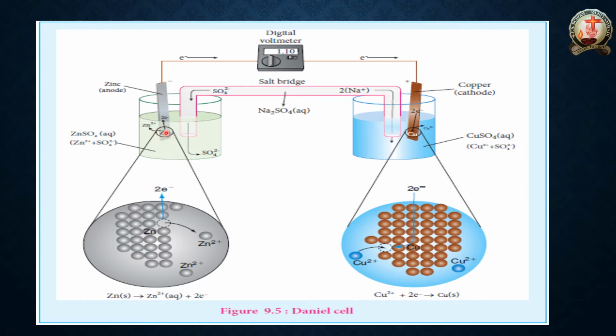What is happening? All the zinc will be converted into zinc 2+ ions, so here a zinc sulfate deficiency will occur. The salt bridge contains sodium sulfate or agar, with the help of agar-agar gel. This is helpful in donating sulfate ions to the chamber.